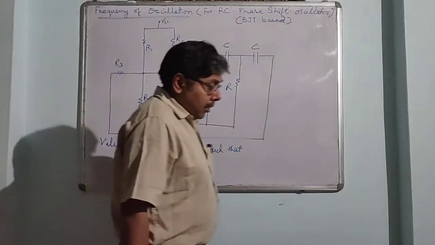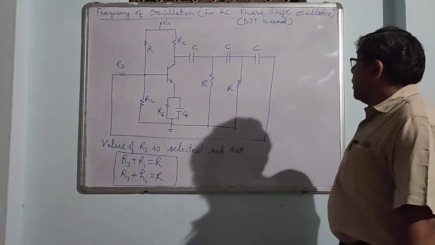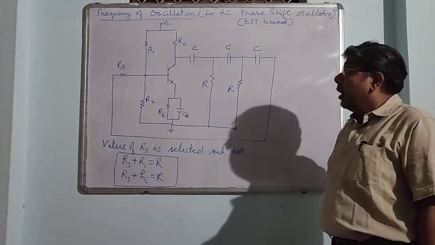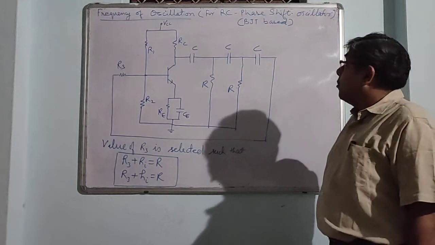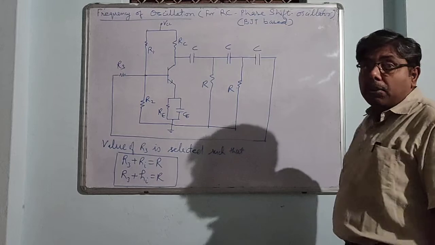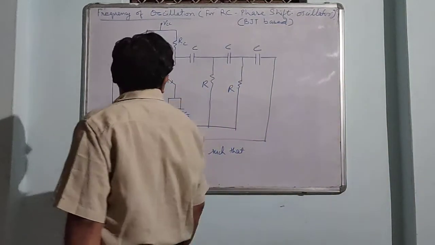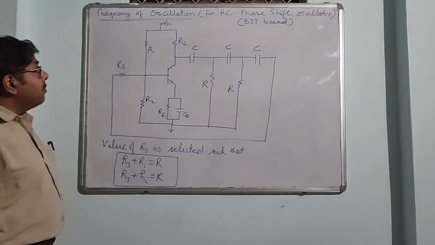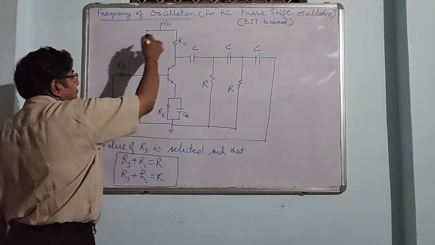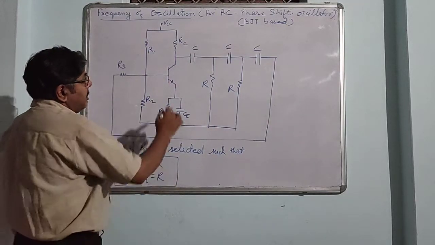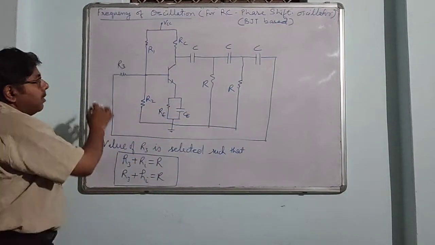Today we will start the RC phase shift oscillator based on BJT. First of all, we will derive the frequency of oscillation for the RC phase shift oscillator. Here we have a general structure of the RC phase shift oscillator. The BJT is used as the basic amplifier and a combination of RC networks is used as the feedback network.